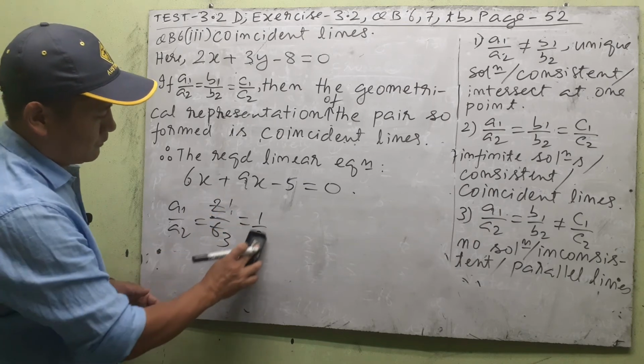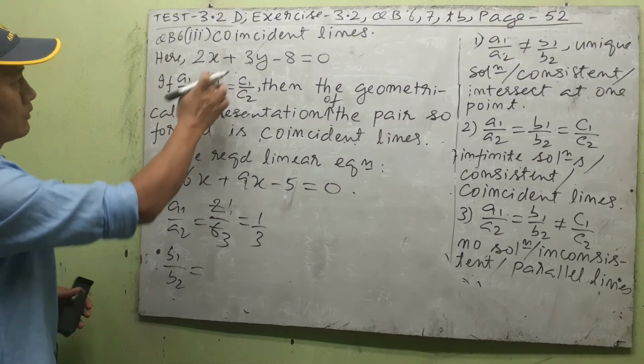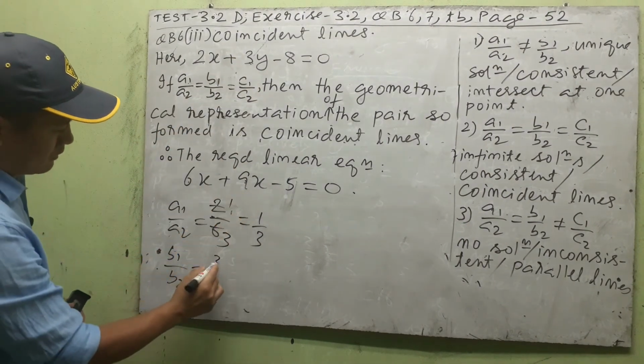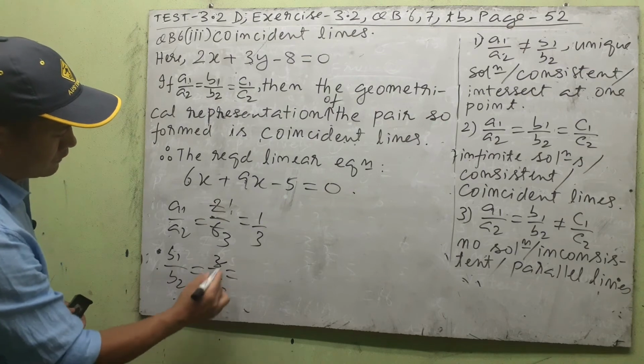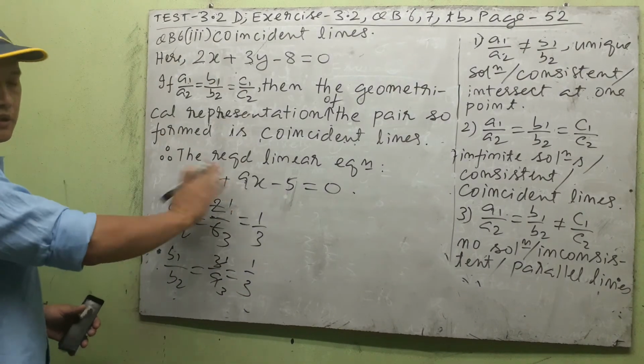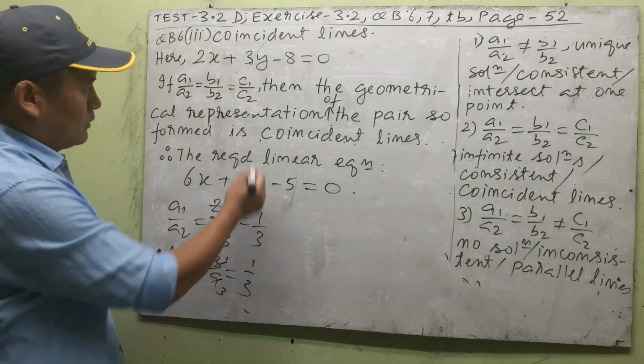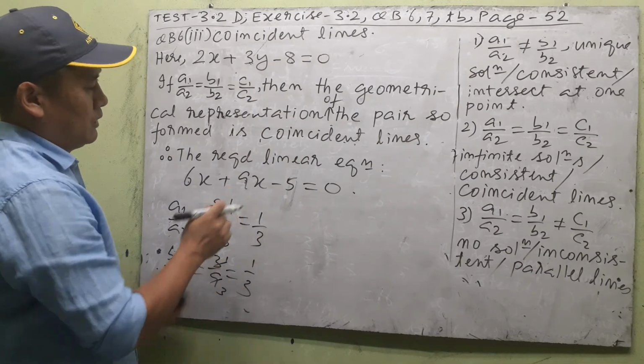So 1 by 3. Then B1 by B2 should also be equal. So 3 by 9, 3 threes are 9, so 1 by 3, that's correct. You can use the same one, or you can put a new one also, up to you, okay? So as long as this condition is fulfilled, this third one also should be 1 by 3.